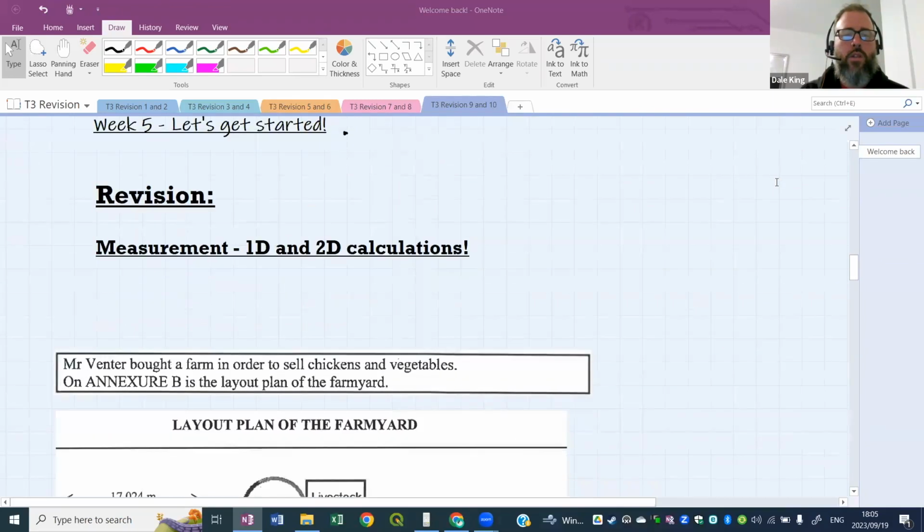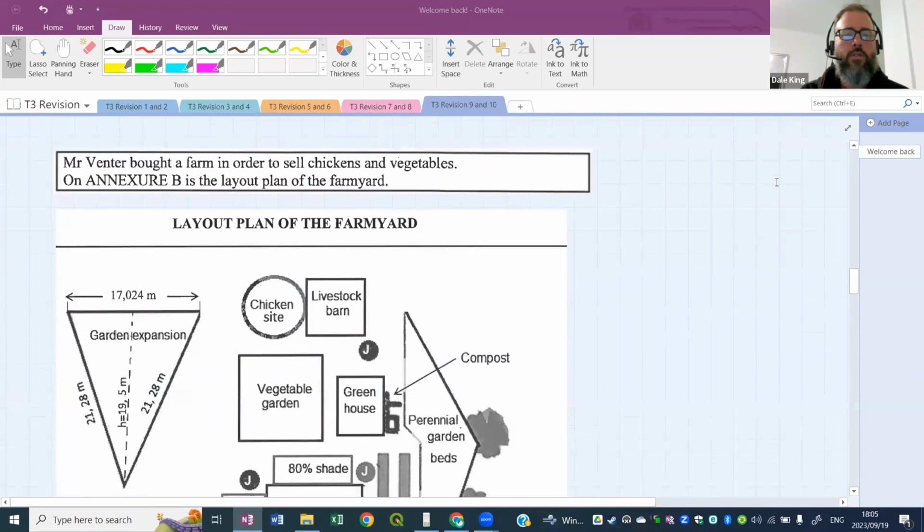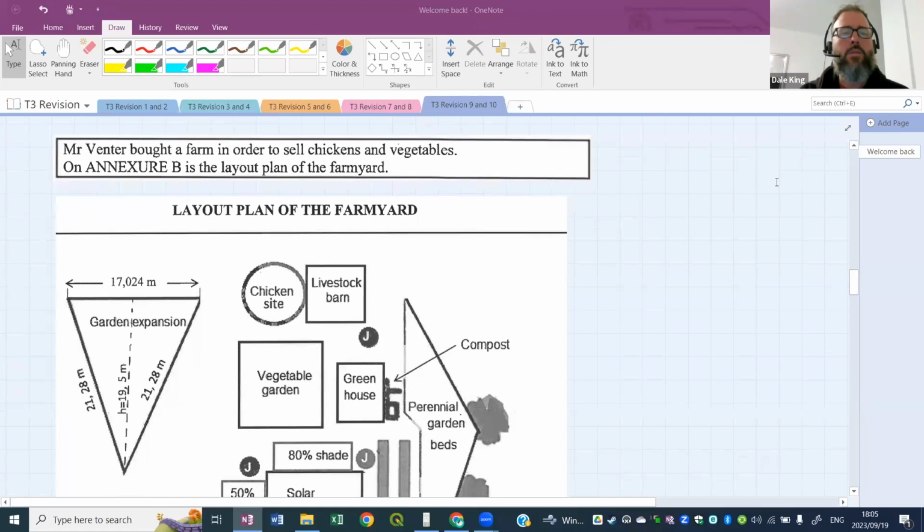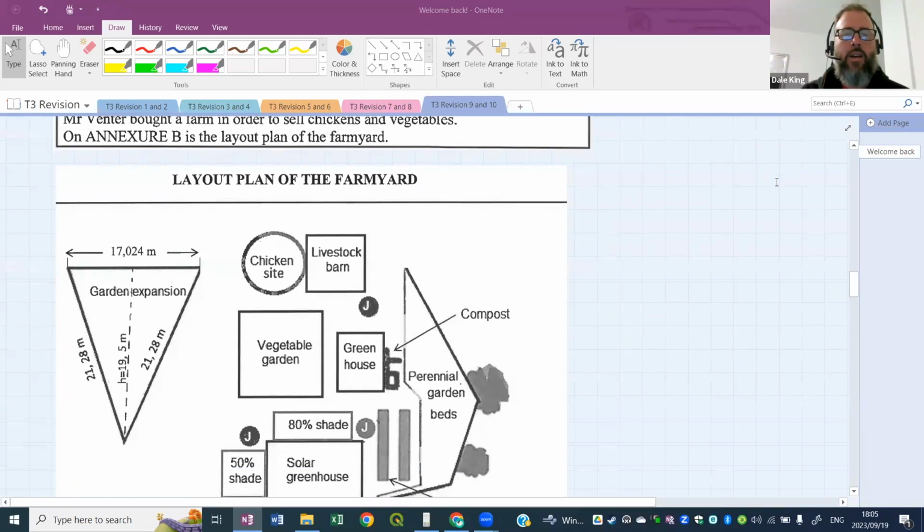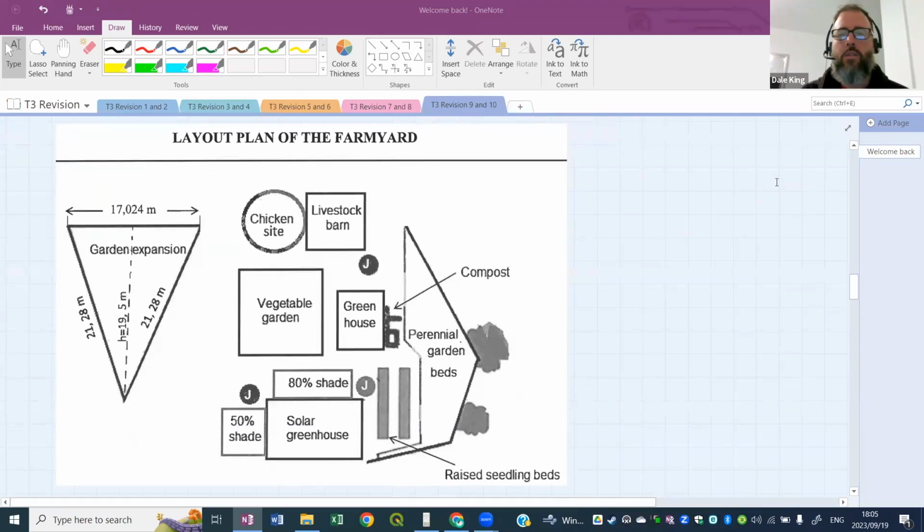Side revision. We're doing 1 and 2D calculations, and here is our first contextual question. It says Mr. Fenter bought a farm, and he's trying to sell chickens and vegetables, and below is the layout plan of the farm. Now, this is not map work. It is measurement. We're just seeing a diagram here of the farm.